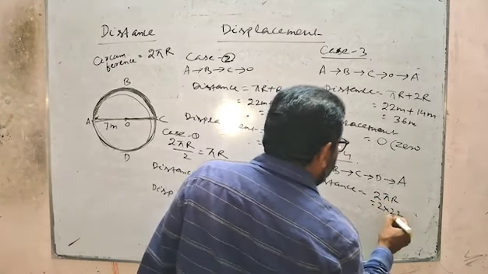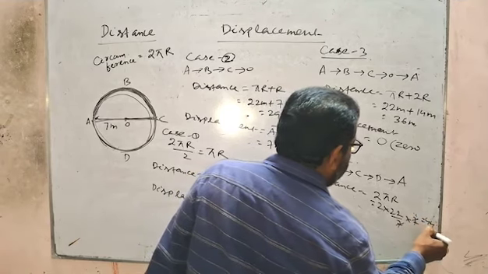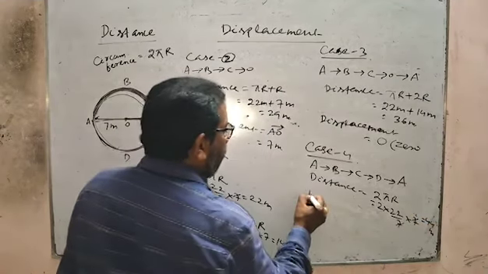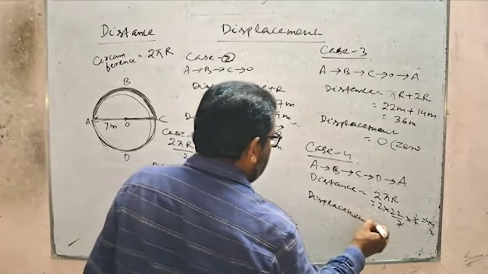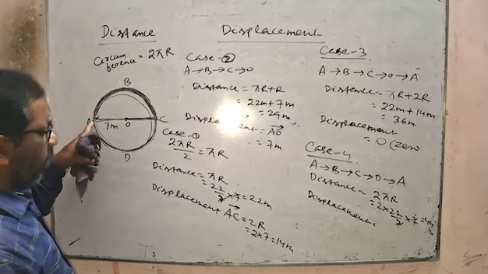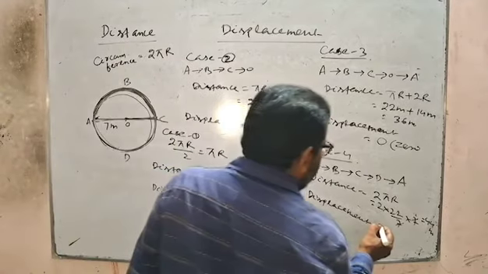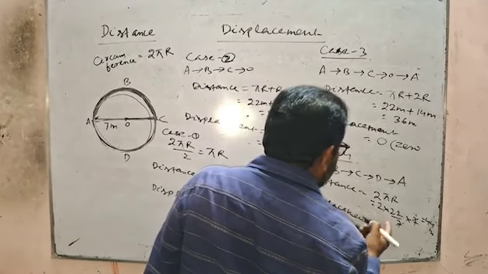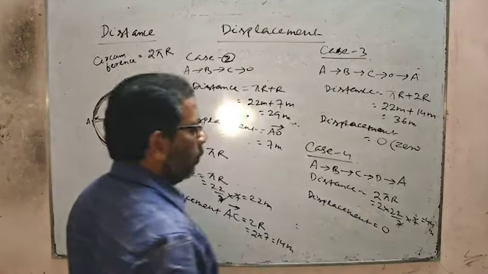2 into 22 by 7 into 7, 44 meter. But displacement: the initial position of the body is A, the final position also A. So displacement between initial position and final position is 0. Understand?